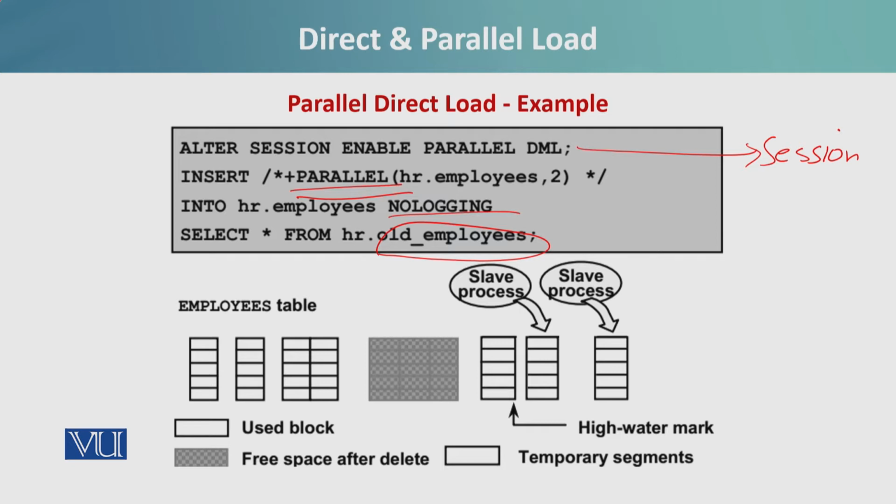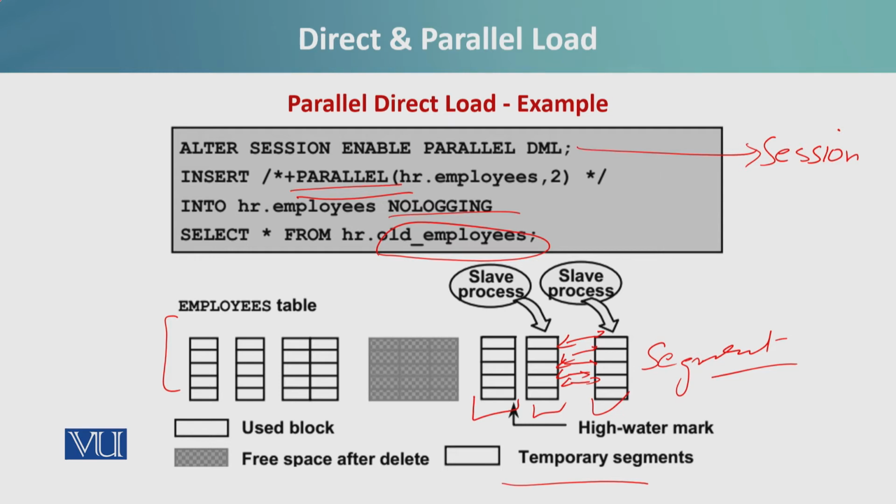hold_employee. In the same way, we have different kinds of parallel ways. This is one, this is second, this is third. These parallel options are managed with the help of segments. A temporary segment is used to manage the slave processes in parallel fashion. Used blocks are managed on this side, and the temporary segments are managed in parallel fashion. So this is how exactly direct and parallel load are managed.